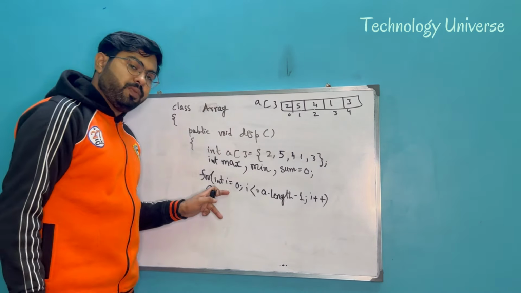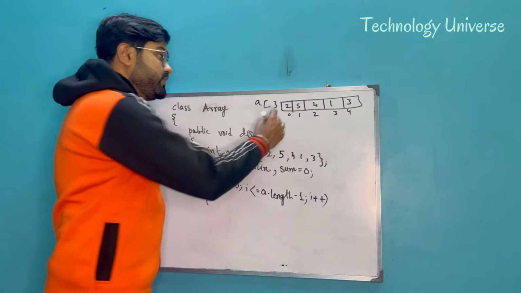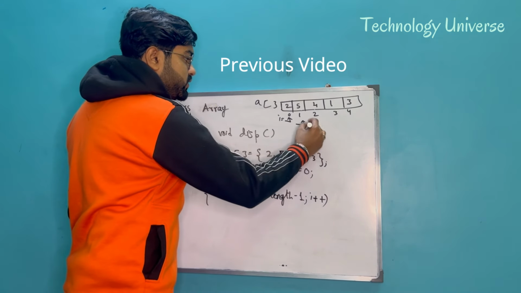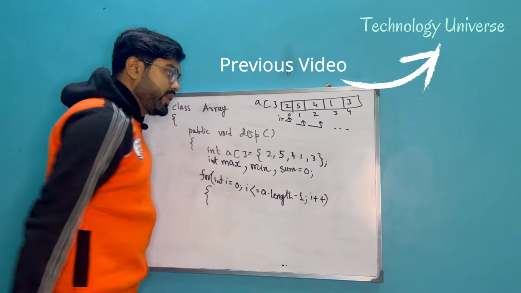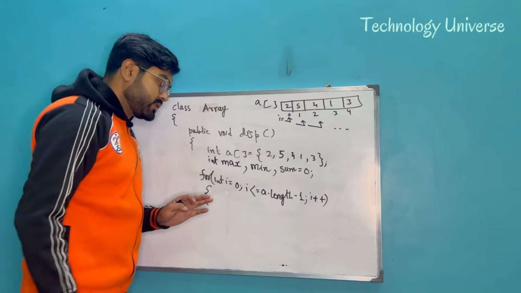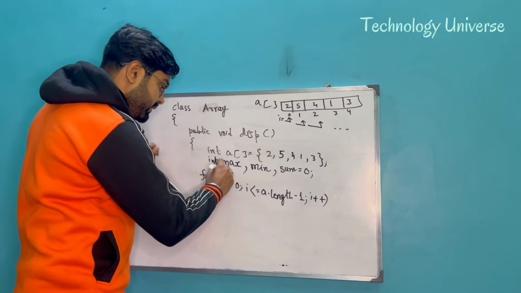This loop is responsible for generating the index values. i's value would be 0, then plus 1 it would be 1, then plus 1 it would be 2, and likewise it would get incremented by 1, and we are going to get each index. So now our task is to find the maximum and the minimum.